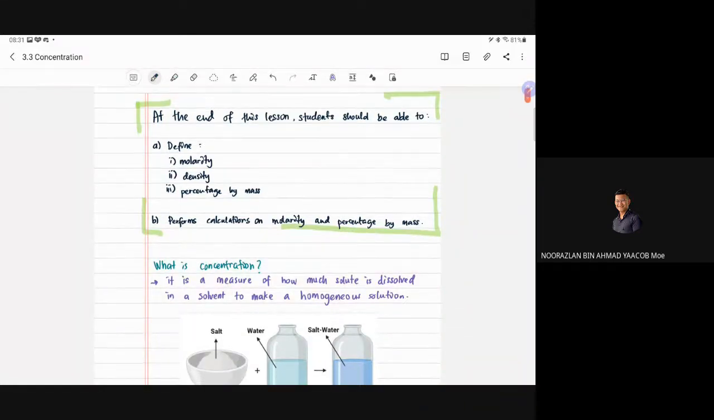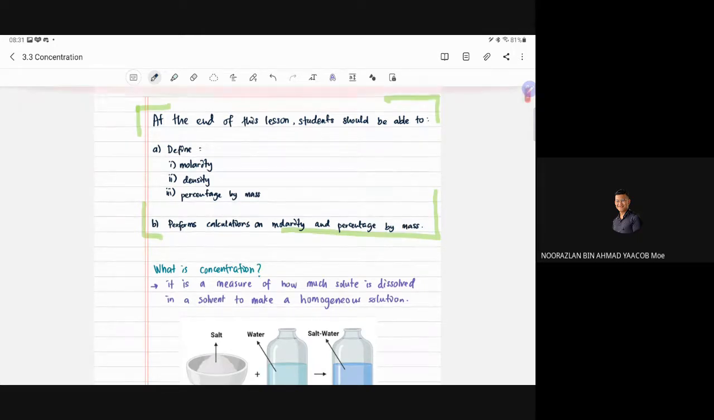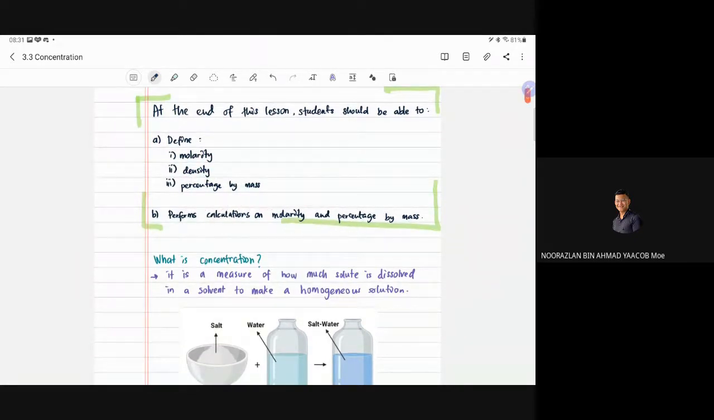Alright, good morning. So today kita masuk the next part of the chapter, the last part of the chapter, which is 3.3, concentration. Okay, so we're going on to concentration. In this topic, you should be able to define molarity, density, but I'm not going to cover density sebab kita dah cover density previously. And then percentage by mass. Okay, and then you should be able to do calculation involving molarity and percentage by mass.